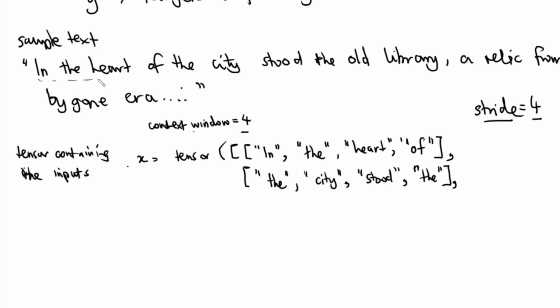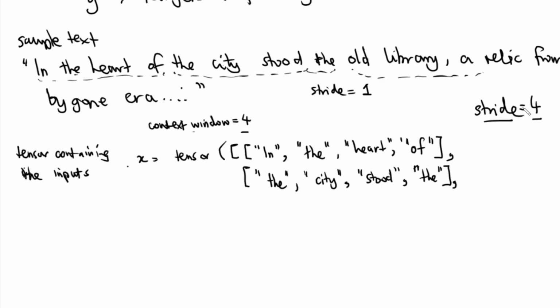So the first part will be in the heart of the city. That is input number 1. The second input will be stood there, and then the third input will be this, because the stride is saying skip 4. For illustration, you can do stride equal to 1. The first one will be in the heart of, and then with stride equal to 1, you will now have the heart of the, and then the third one will be heart of the city, and all of that. We are going to discuss stride towards the end of this video, but I hope you see what I'm trying to explain there.